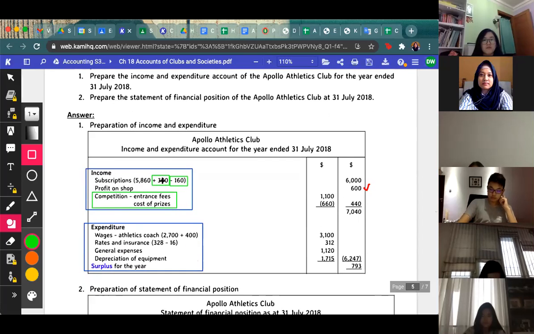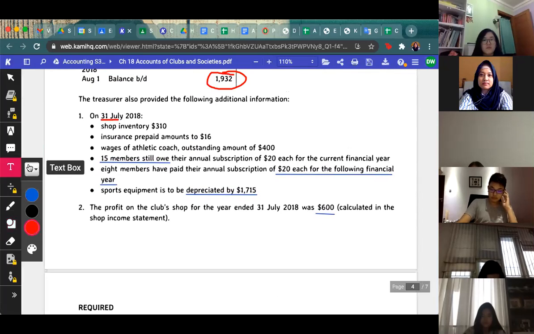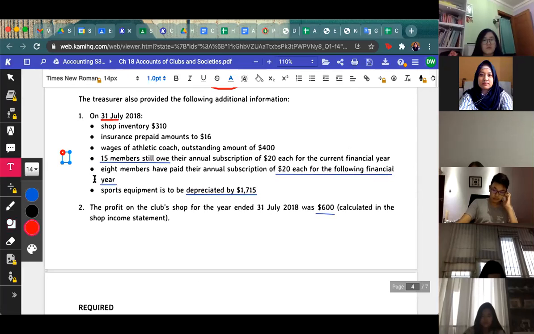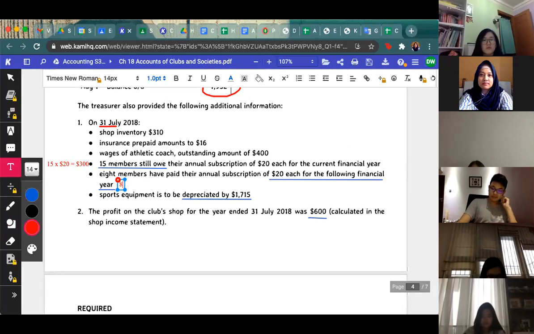That is why you see 300 here. Why is it 300? Because it is 15 members times 20, so it is equal to 300. Eight members have paid their annual subscriptions. So 8 times 20 is equal to 160.